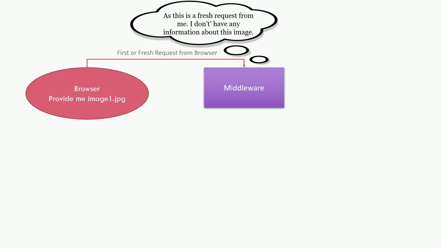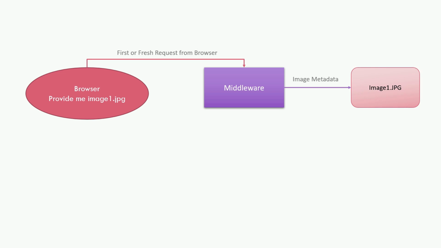Next, middleware will check for the image1.jpg with its metadata. And when I talk about metadata, it means its last modified date and maybe a few different things. Then it starts validating its ETAG. Alright, so before moving forward, let's see what ETAG is.